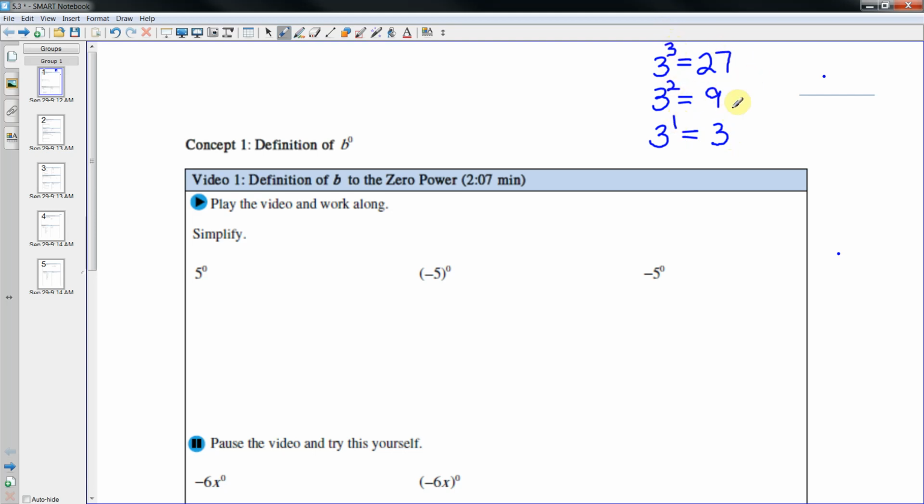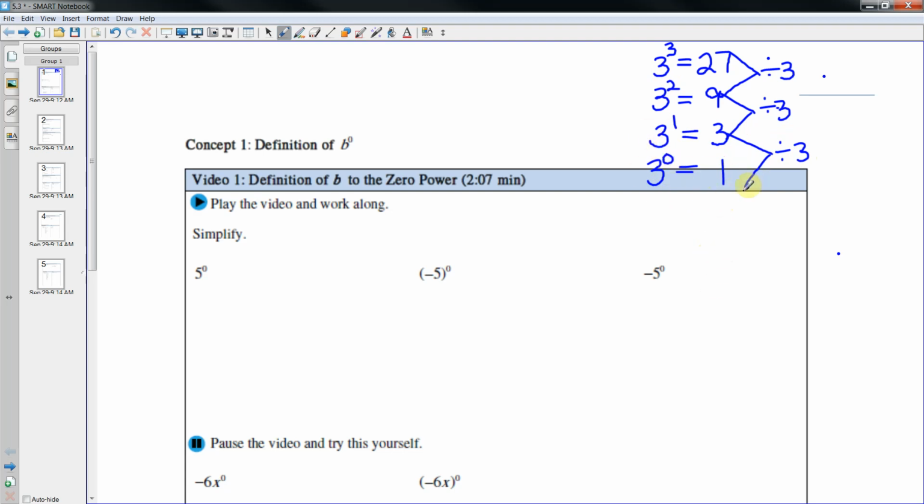So can you figure out what a pattern is to get from 27 to 9, 9 to 3? I'll let you look at it for a second and see. Well, the pattern is I'm dividing by 3 each time. 27 divided by 3 is 9. 9 divided by 3 is 3. So if I want to continue that pattern, on the left side, 3 to the 0 would be the next number. 3, 2, 1, 0. So if I continue the pattern on the right side of the equal sign, if I take 3 divided by 3, I get a 1.